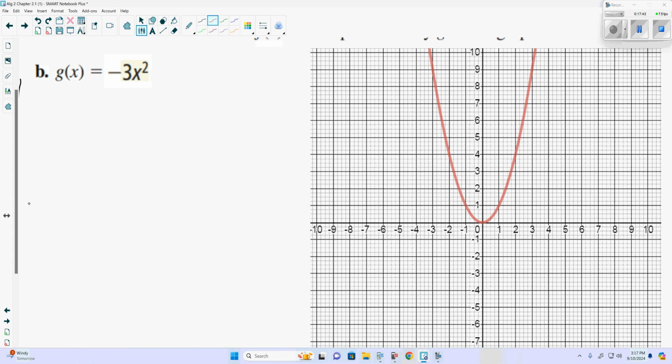So let's look at this one here. g of x equals negative 3x squared. We have the negative and we have the 3. Is it the negative or the 3, either one or both of these, inside parentheses? No, it's across the x. Since the negative is outside the parentheses, it'd be a reflection across the x.